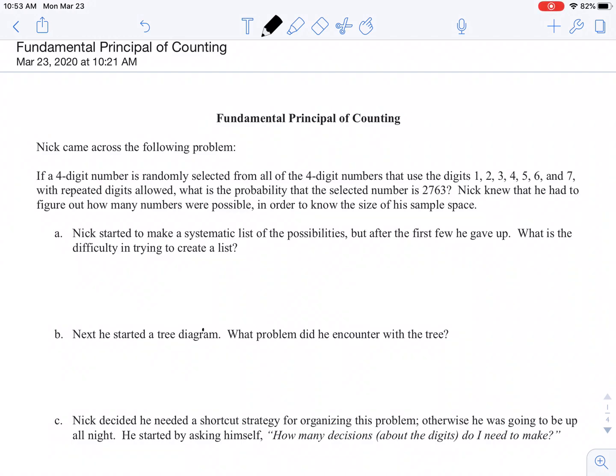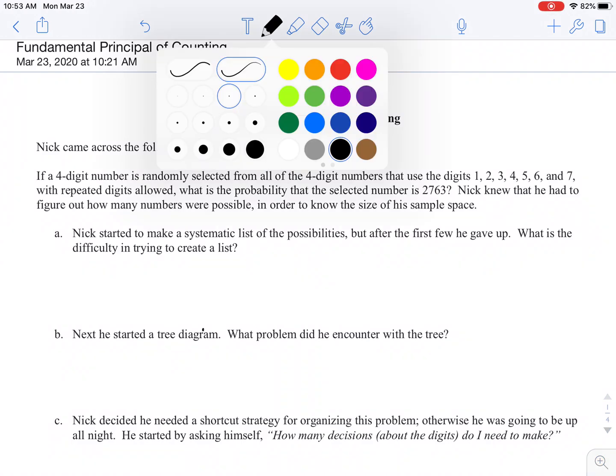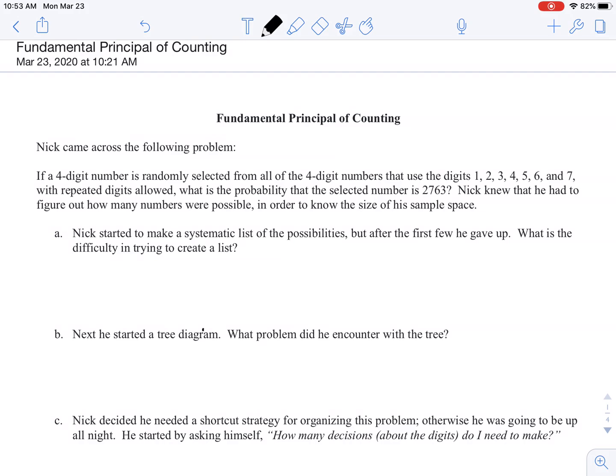Today we're going to be looking at the fundamental principle of counting as a method for figuring out the total number of possibilities for an event or a situation. We're first going to look at a couple problems together. The first one says Nick came across the following problem.